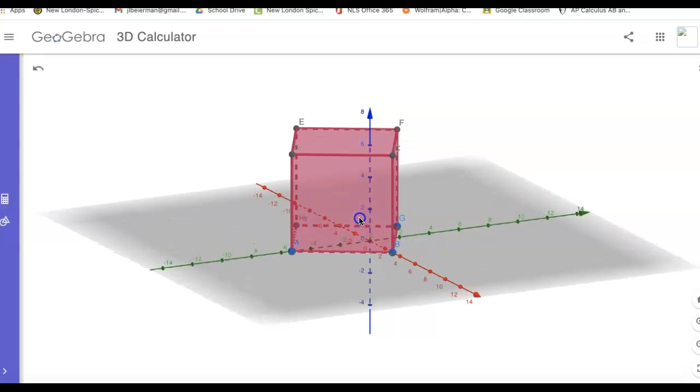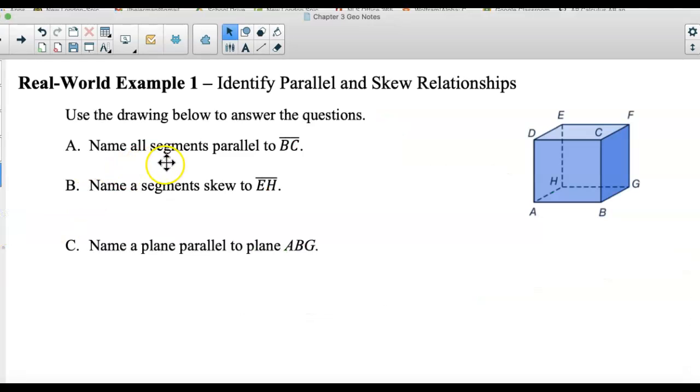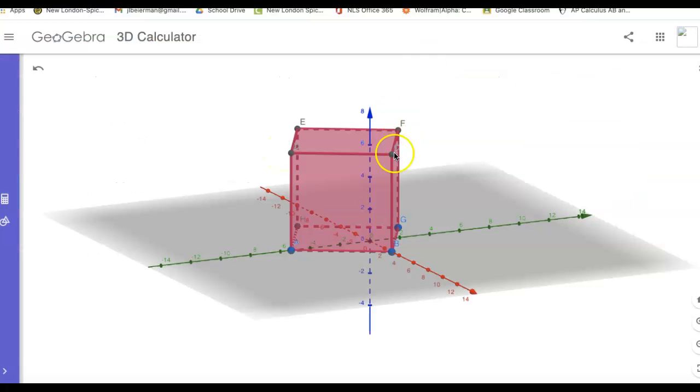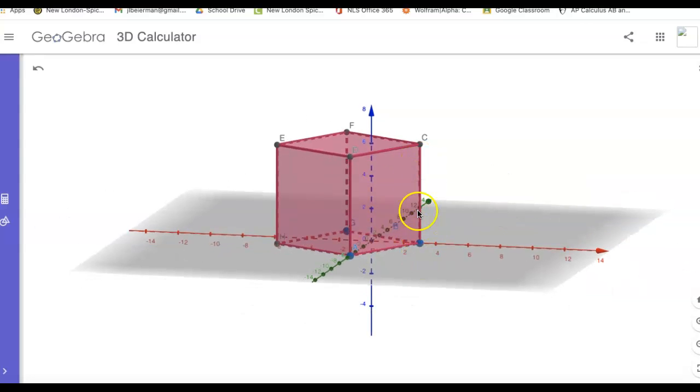Some of the first questions that you're going to be asked are just how are they related? So I want to know which segments are parallel to BC. So let's go back up to our picture. Here we have BC, which is this side over here. So the ones that are parallel to that are going to be this line in the back, this line in the front or to the side, and then this line here.